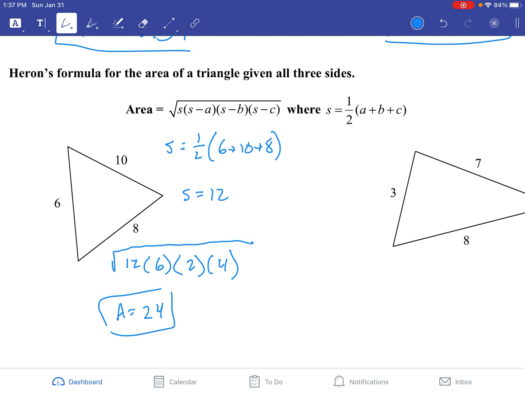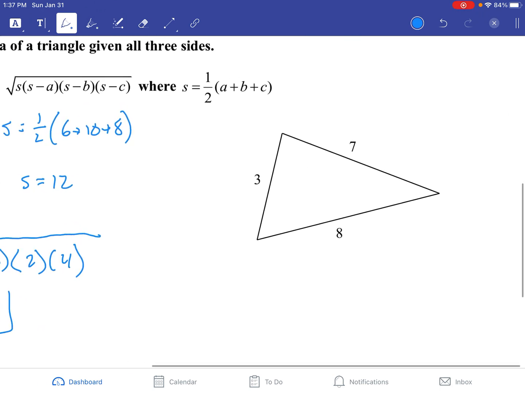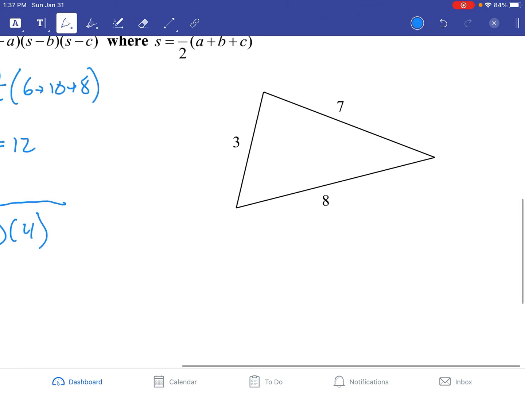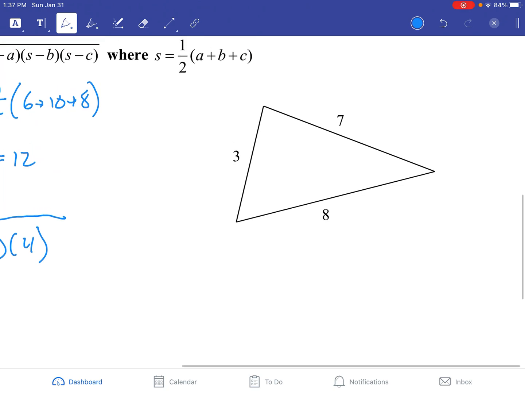Okay, so take a moment, pause the video, try the next one, see what you come up with, turn back on the video and see if you got it right. Alright, so hopefully you paused the video, tried it out, and you're seeing if you got it correct. So we have to find the S value first, so we're going to take 3 plus 7 plus 8, and divide by 2, so I'm going to multiply that by 1/2. So S is equal to 9.